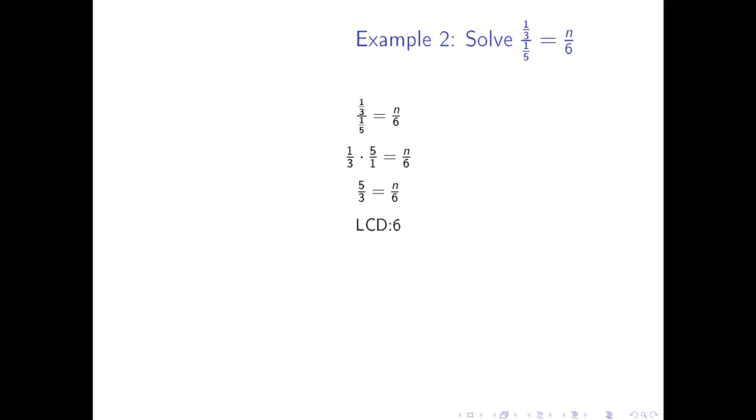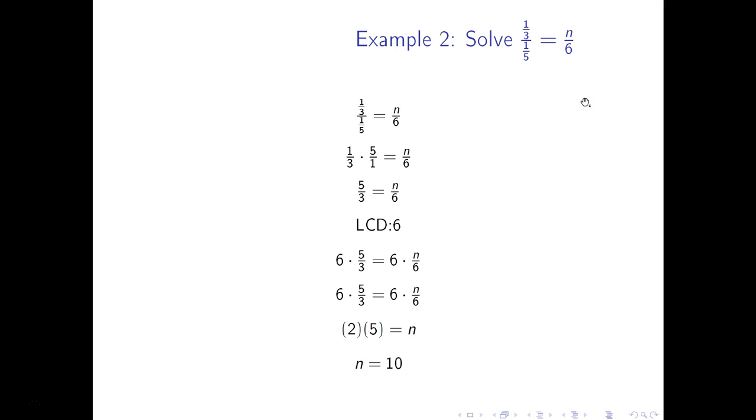If you do, it's 6, because 3 goes into 6. So we multiply both sides by 6, and then we end up with 2 times 5 equals n, or n equals 10. And that makes sense because again, 1/3 is bigger than 1/5. So we kind of put those things there.